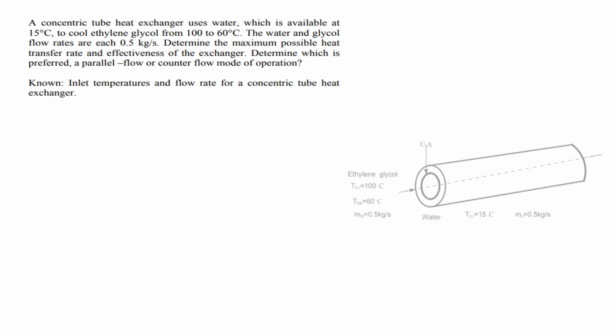Now if you see the schematic representation here, the heat exchanger pipe is given, and for the ethylene glycol the inlet temperature T_hi is equal to 100 degrees Celsius and the outlet temperature T_ho is equal to 60 degrees Celsius. Now the mass flow rate m_h is given as 0.5 kilogram per second.